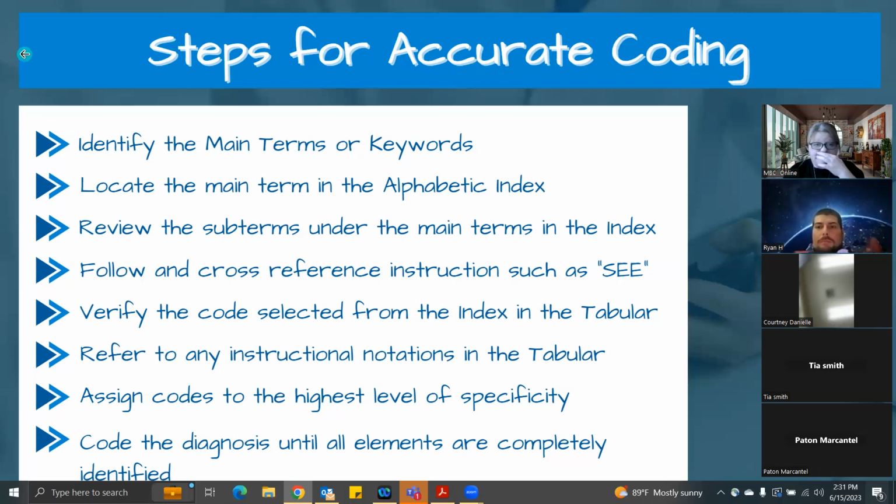But those are your steps to accurate coding. Basically, figure out what you're looking at. Find it in the alphabetic index, verify it in the tabular, and just read all the notes, follow all the instructions. That's it. That's all there is to coding.